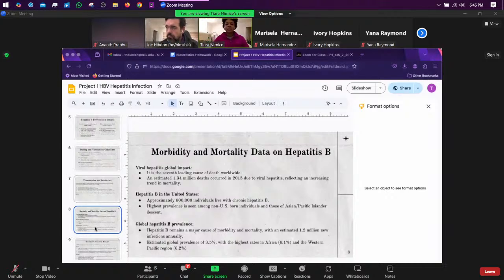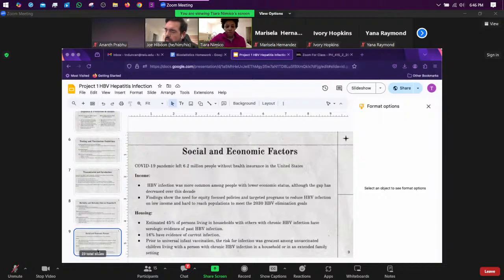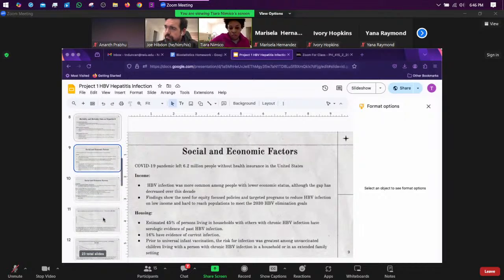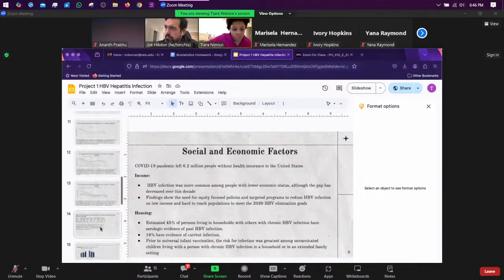It's also the 7th leading cause of death worldwide. Like I said earlier, over 1 million deaths. Approximately 600,000 individuals live with chronic hepatitis B infection. Globally, the estimated prevalence is 3.5%, with the highest rate in Africa, which is 6.1, and Western Pacific regions at 6.2.